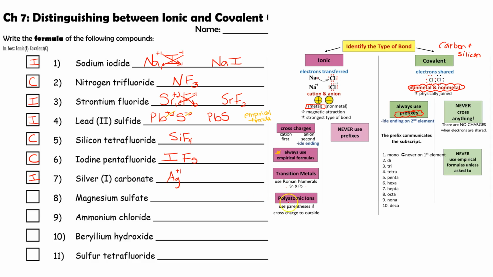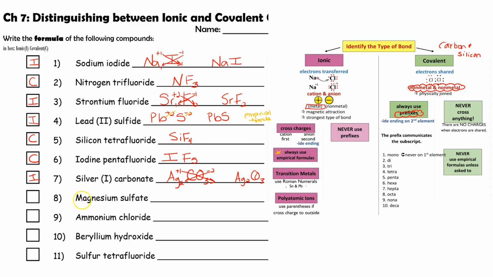Carbonate is a polyatomic ion, which is another indicator that this is definitely ionic. So we need to look up carbonate on our list of polyatomic ions. Carbonate is not the element carbon. It is the entire polyatomic ion. Now when I cross charges, I'm going to cross this 2 to come over here. Now remember, when I cross charges of 1, I do not write a subscript of 1. Because that subscript is understood, I do not need parentheses around the polyatomic ion. So my final answer is Ag2CO3.